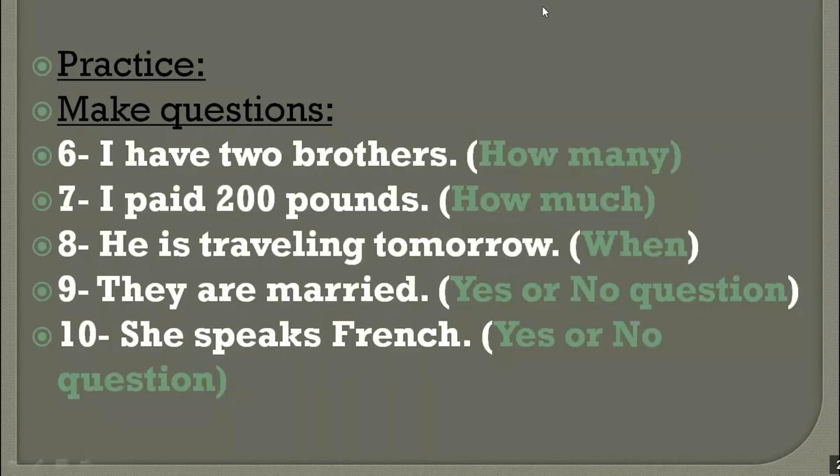We're going to do the same thing here in this part. You're supposed to make questions, but pay attention to questions 9 and 10. They are yes or no questions. Yes or no questions are questions which are answered with yes or no. So you're not going to use any question words. You're not going to use how much or how many or when or where or why. Just a simple question that can be answered by yes or no. Okay. Take your time, try to write the questions here, and I'm going to show you the answers in a few seconds.